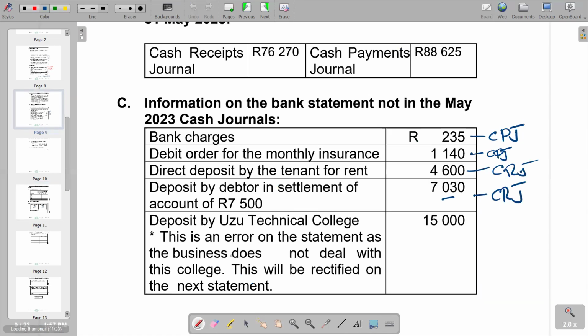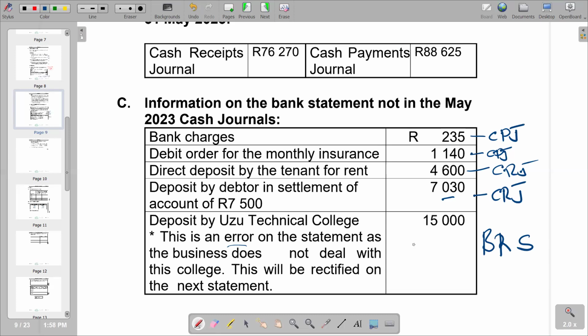The last one is a deposit by Uzu Technical College. This is an error on the statement as the business does not deal with this college. This will be rectified in the next statement. So basically what we are saying is this 15,000 that is on the credit side of the bank statement as a deposit should not be there, as this is an error as indicated here. So it's an error that is affecting the bank reconciliation statement. This is an error that is supposed to go to the bank reconciliation statement, of 15,000 that we need to remove as an error.